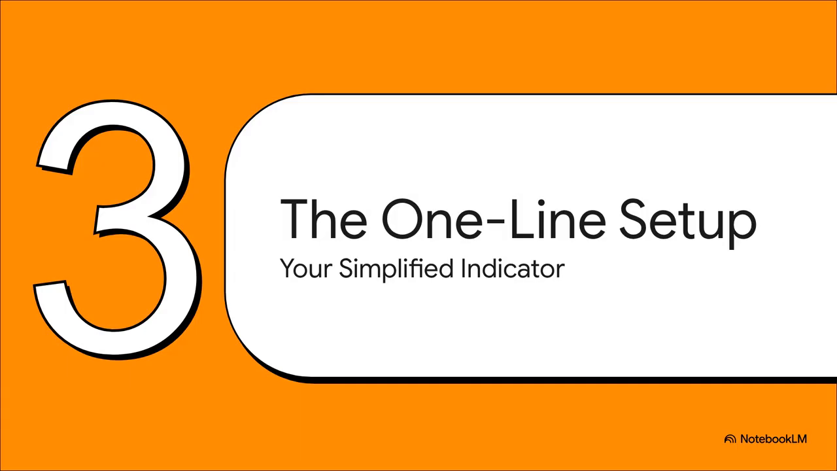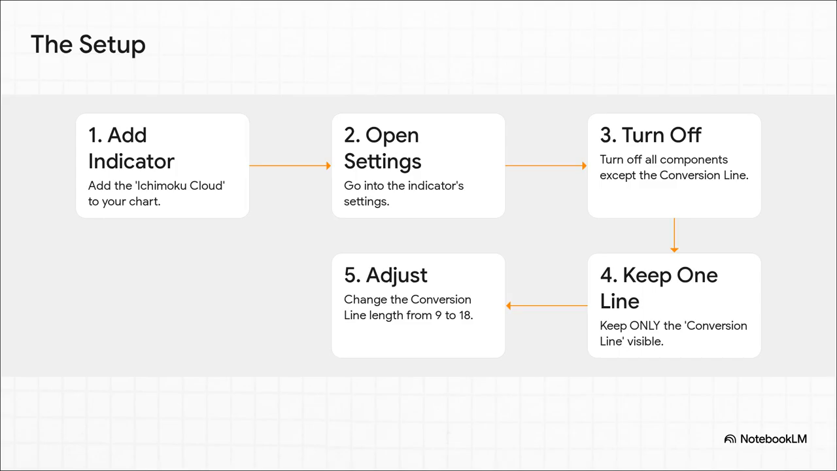Okay, let's get practical. I'm going to show you how to build this incredibly simple setup on your own charts, and it'll only take you like a minute or 2. It really is this easy. Step 1, add the Ichimoku cloud indicator to your chart. 2, pop open the settings. 3, just start unchecking boxes. Turn everything off. 4th, the only one you're going to keep checked is the conversion line.